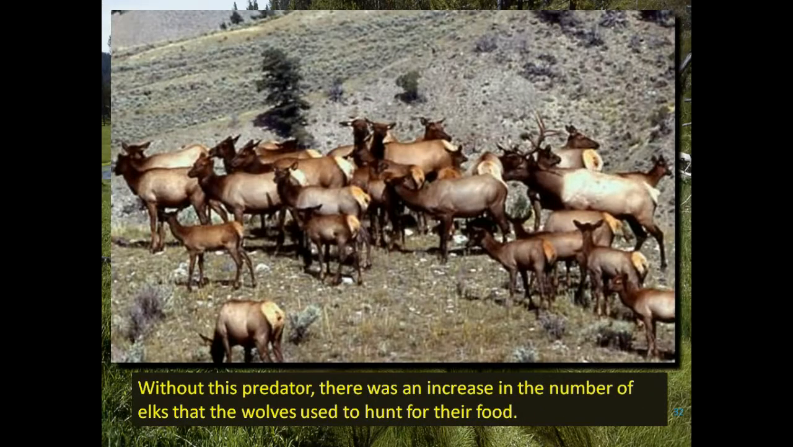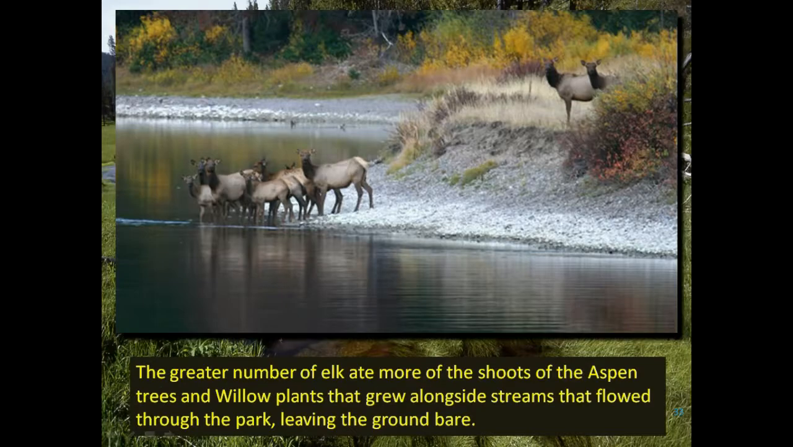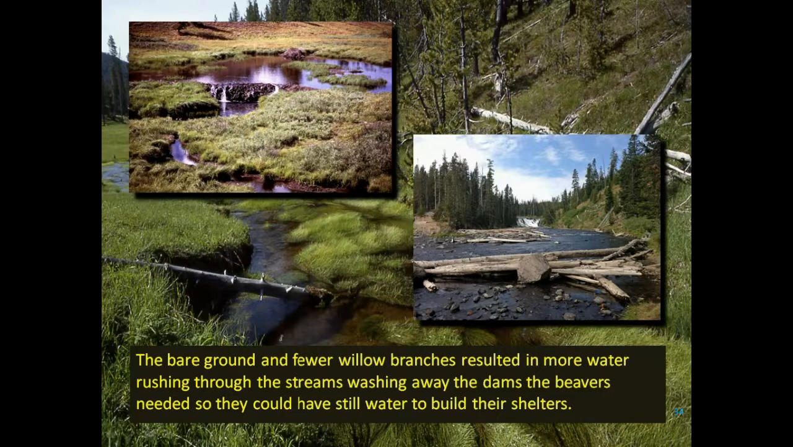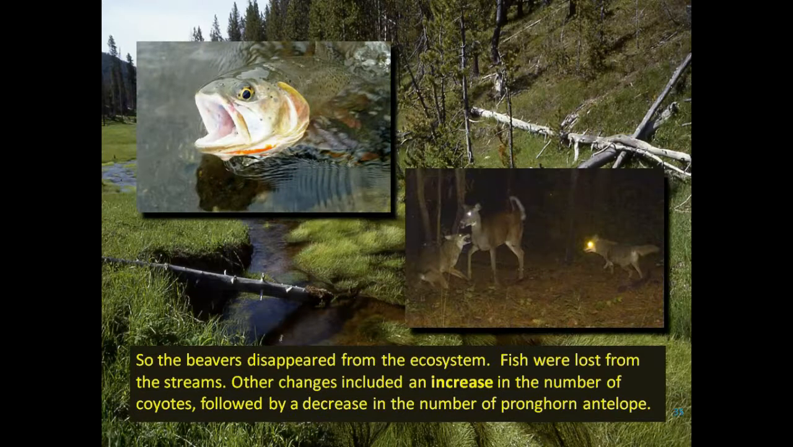Without this predator, there was an increase in the number of elks that the wolves used to hunt for their food. A greater number of elks ate more of the shoots of the aspen tree and willow plants that grew alongside the streams that flowed through the park, leaving the ground bare. The bare ground and fewer willow branches resulted in more water rushing through the streams, washing away the dams the beavers needed so they could have still water to build their shelters.